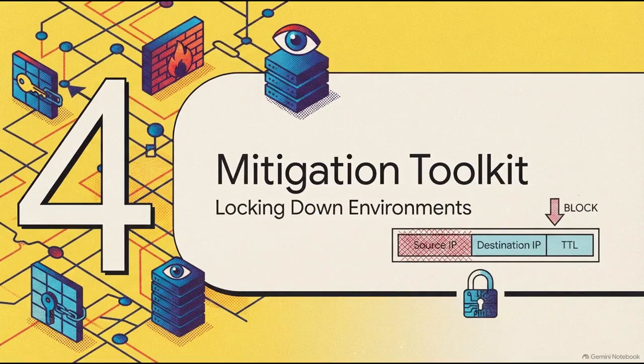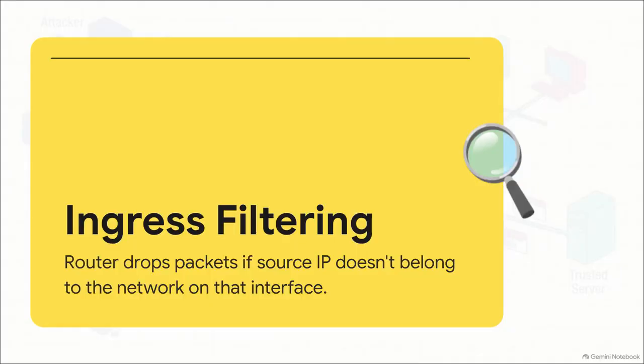Now for the really good stuff, Section 4, an analyst's mitigation toolkit. The absolute industry gold standard here is ingress filtering, formerly recommended as Best Current Practice 38, or RFC 2827. This stops spoofed packets right at the network edge. Here is how an analyst actually implements this. They configure the router to ask one simple critical question when a packet arrives. Should this source IP be arriving on this specific interface?